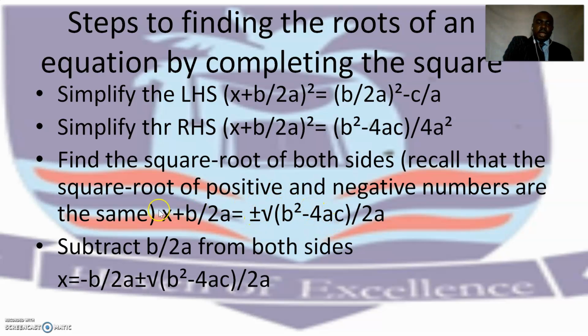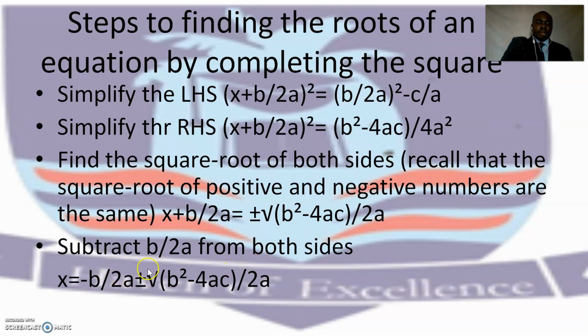Of course, x cannot be the subject of the formula if we still have this expression here, so we're going to move it to the other side, giving us x is equal to minus b over 2a plus or minus the square root of b squared minus 4ac all over 2a. Of course, here we had 4a squared, but the square root of 4a squared is 2a.